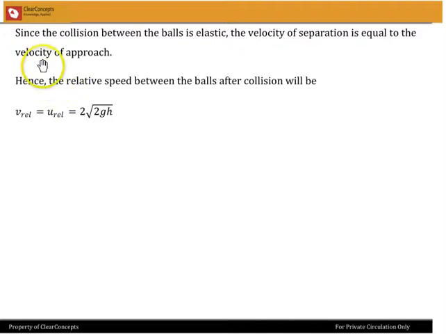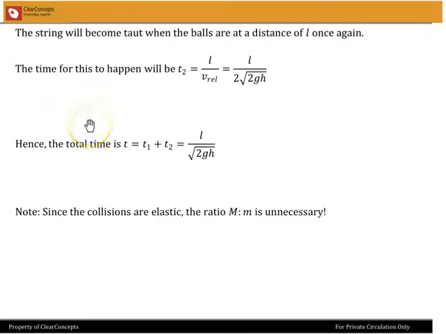Now the collision between the balls is also elastic, and therefore the velocity of separation equals the velocity of approach. And so the relative speed between the balls after collision, v_rel, will be equal to u_rel, the relative speed before collision. So that's also 2 times root 2gh.